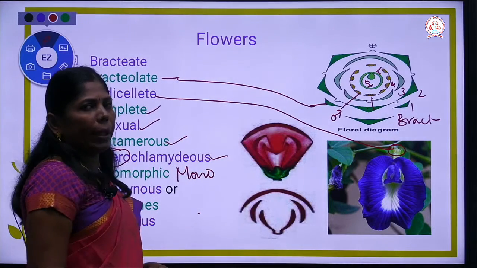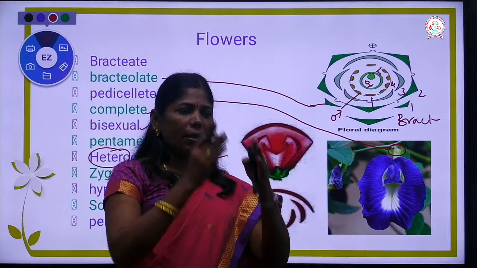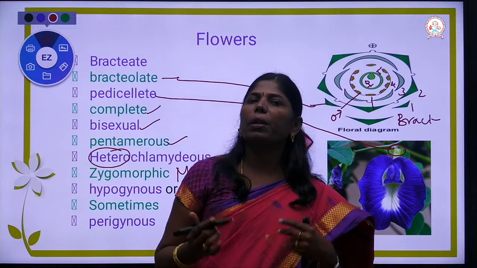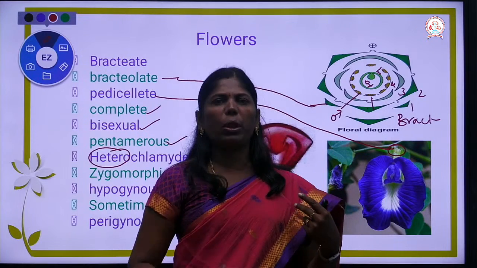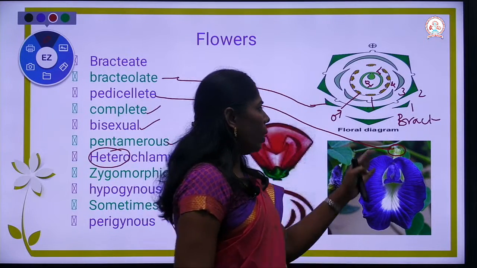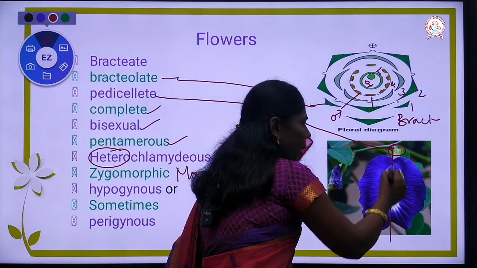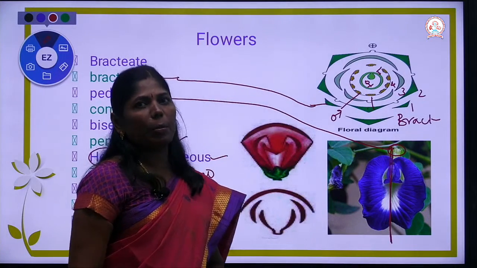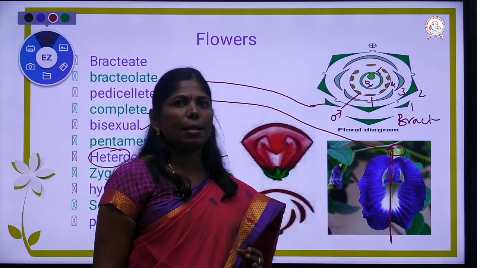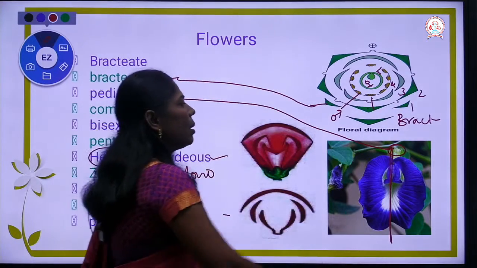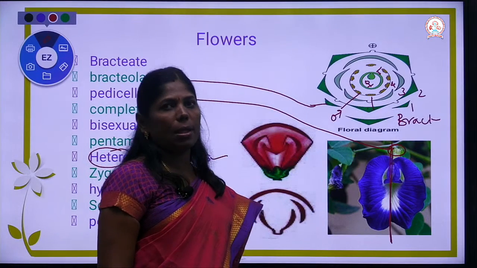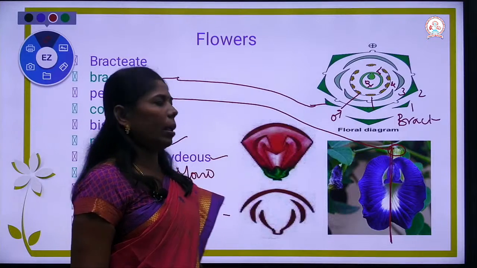Next one is zygomorphic. Zygomorphic means we can divide the flower into two equal halves through only one plane. Example, the human body. We can divide the human body into two equal halves through only one plane. Only if we cut like this do we get equal halves. Similarly, only through one plane can it be cut. So that is bilateral symmetry. If it can be cut through any plane, that is radial symmetry. Okay ma, so here the flower is divided into two equal halves through only one plane. So that is bilateral symmetry, otherwise called zygomorphic.